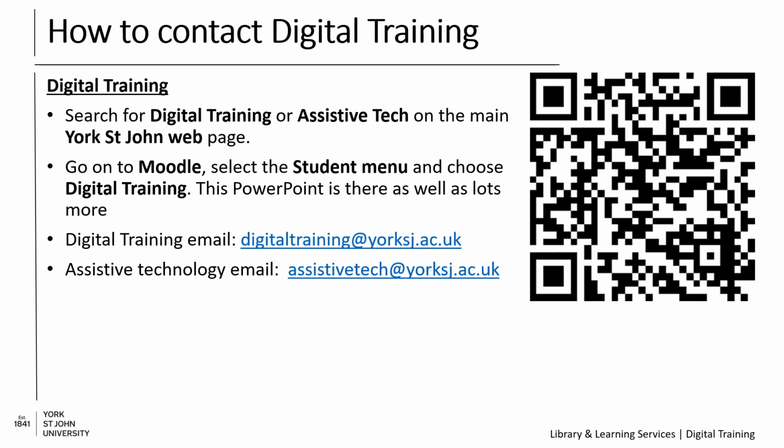If you want some more help after this with digital training matters, you can search for digital training on the York St John website. Go on to Moodle, use the student menu and choose digital training. You'll see this PowerPoint listed there as well if you want to look back over it. You can email us at digitaltraining@yorksj.ac.uk. And if you have assistive technology needs, you can email assistivetech@yorksj.ac.uk as well.